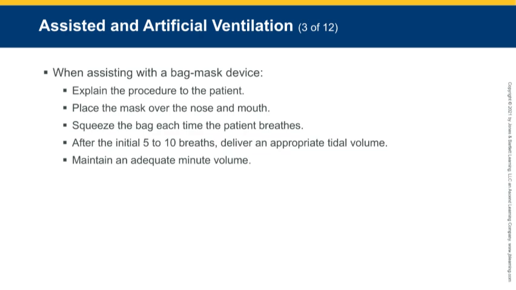When using a bag mask device, BVM, to assist ventilation, ensure a proper mask seal over the patient's nose and mouth. Deliver one breath every 5 to 6 seconds for adults and every 3 to 5 seconds for children and infants. Watch for adequate chest rise to confirm effective ventilation. After 5 to 10 breaths, reassess the patient's condition and continue ventilations as needed. If the patient remains hypoxic, consider adjusting the mask fit or ventilation technique.